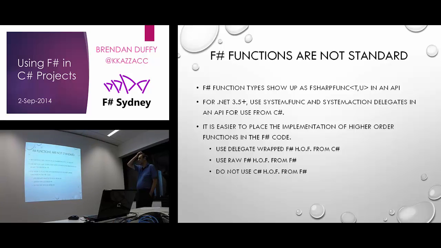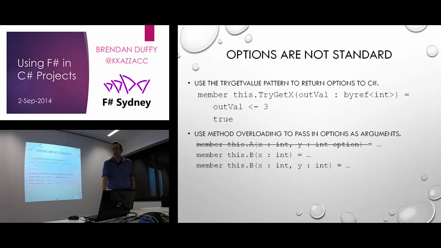Easy to place the implementation of higher order functions. I think use the delegate wrapped F# higher order function from F#, use the raw from F#, don't use a C# higher order function. In other words, stick the stuff in F#. To me that's a bit of a truism anyway. Stick your logic in F#, your business rules or whatever, and that's probably where your higher order functions are going to get evaluated anyway. And that's one of the recommendations anyway. Don't do it the other way around. It tends not to work so well.